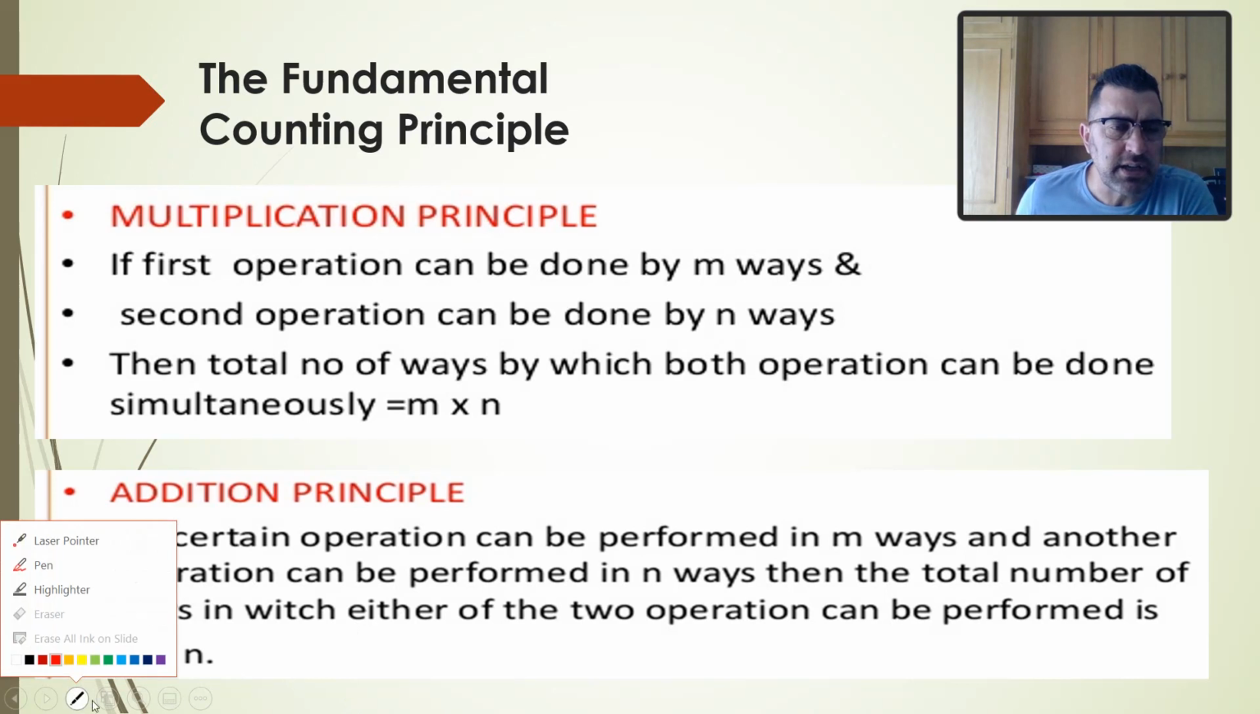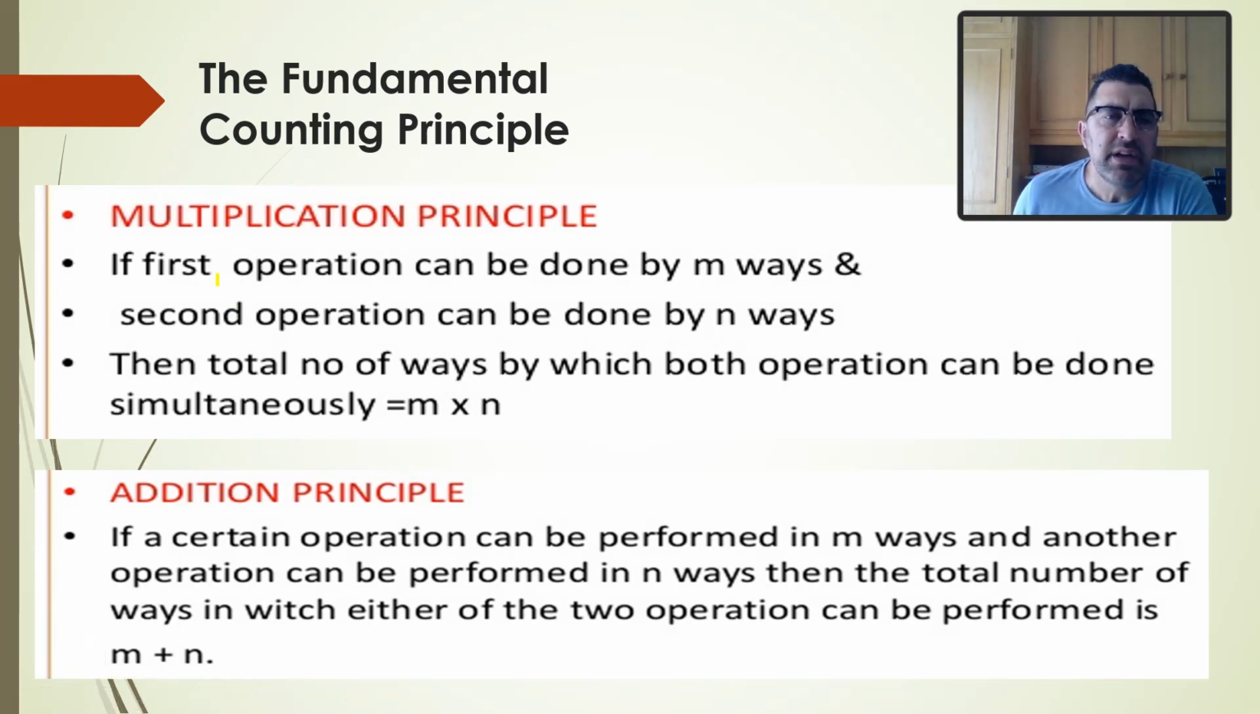Let me just collect my highlighter. There we go. The first operation can be done in m ways, the second operation in n. The total number for both operations to be done simultaneously is m times n. Okay, so that's what we've been looking at so far. You multiply every single option that you have with one another and then you get your final product.